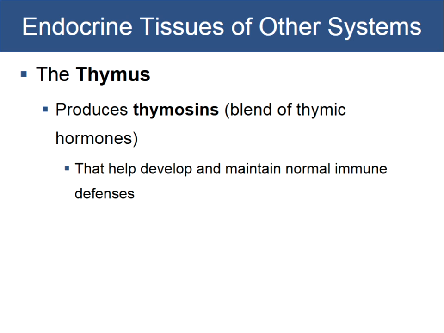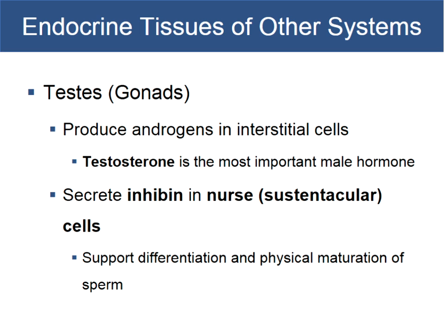Thymus gland produces thymic hormones, which help to develop and maintain normal immune defenses, specifically T3 and T4. Your testes, if you're unfortunate enough to have them, sorry, little joke there, produce androgens in interstitial cells. Testosterone is the most important male hormone.